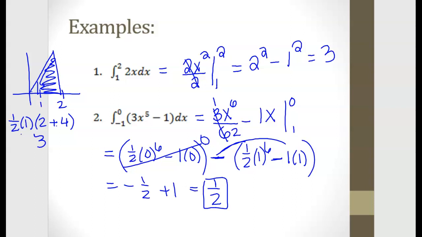So what that means is the area under the curve from negative 1 to 0 is 1/2. Since it's positive, it tells me that my curve is above the x-axis.